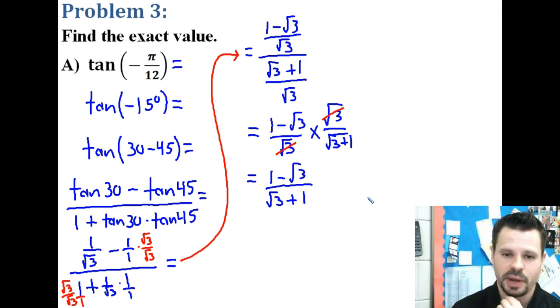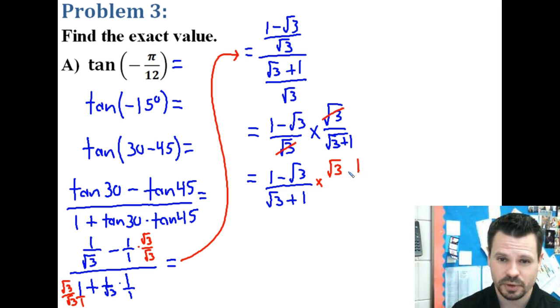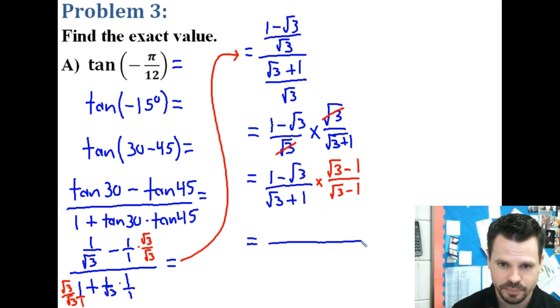Now this is where I'm going to have to rationalize my denominator. I want to get the root 3 out of the denominator. And to do that, what I need to do is multiply the top and bottom of this fraction by the conjugate of my denominator. So that'd be root 3 minus 1 over root 3 minus 1. And what that's going to do is clean up the denominator. It's going to leave me with a nice number. Roots will be gone. And we'll show you how that works here.